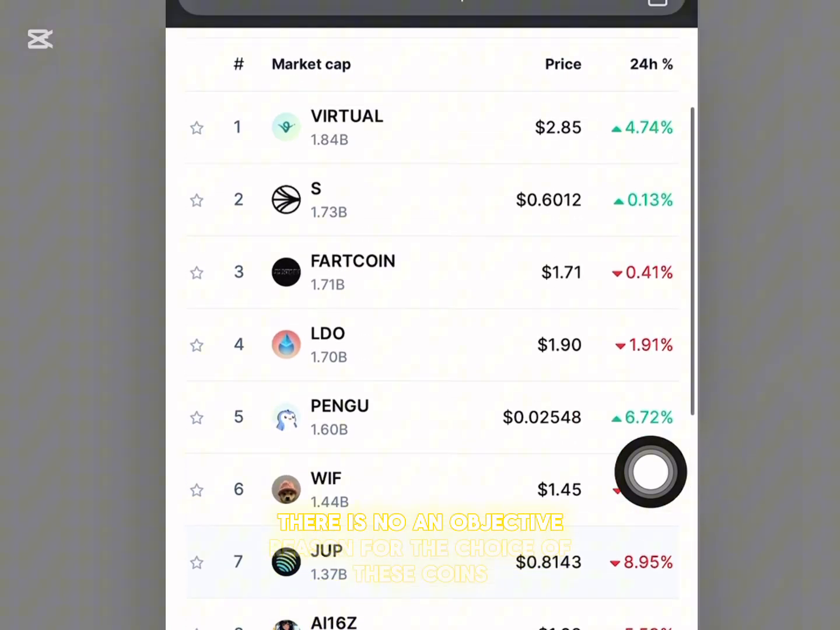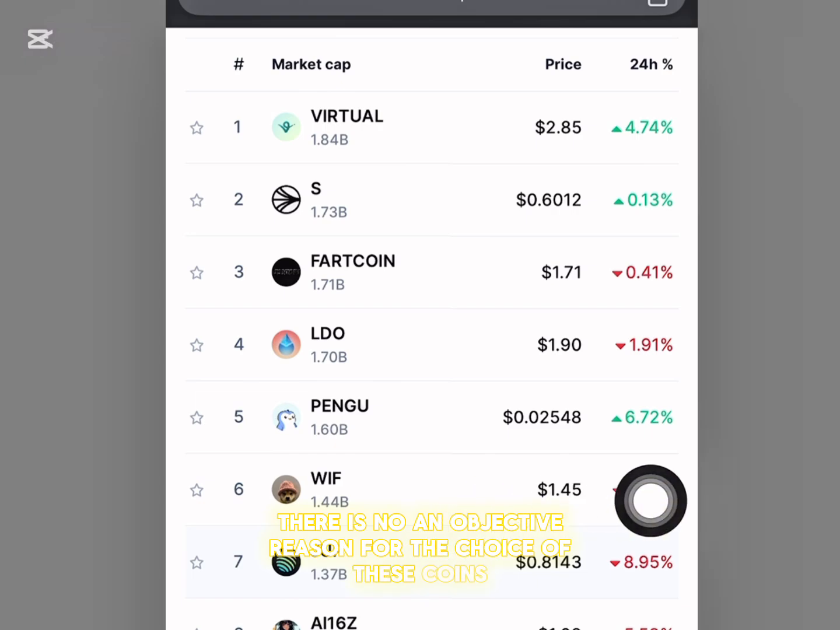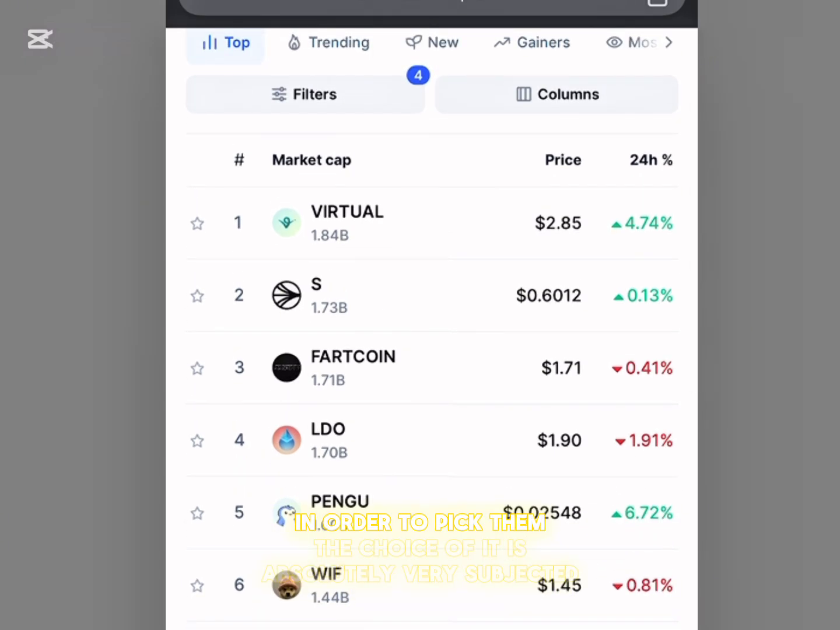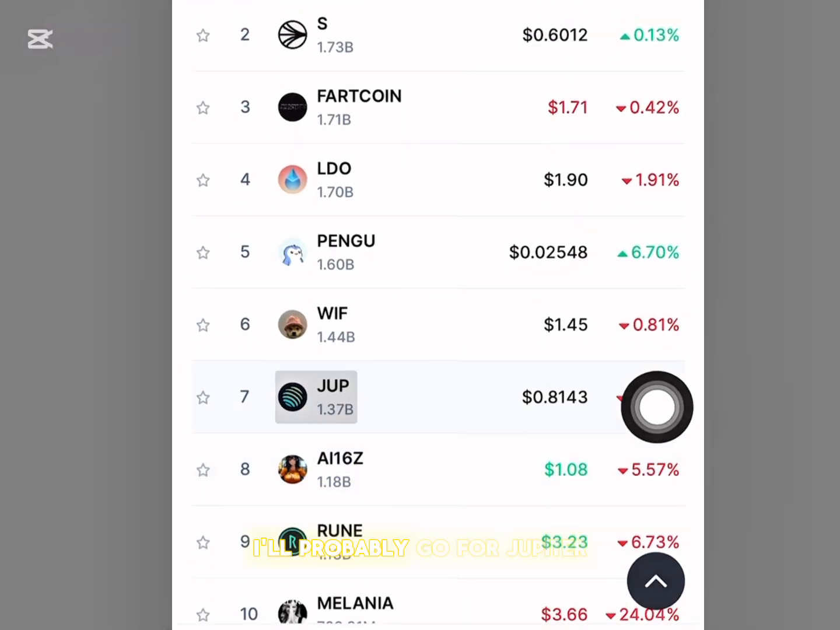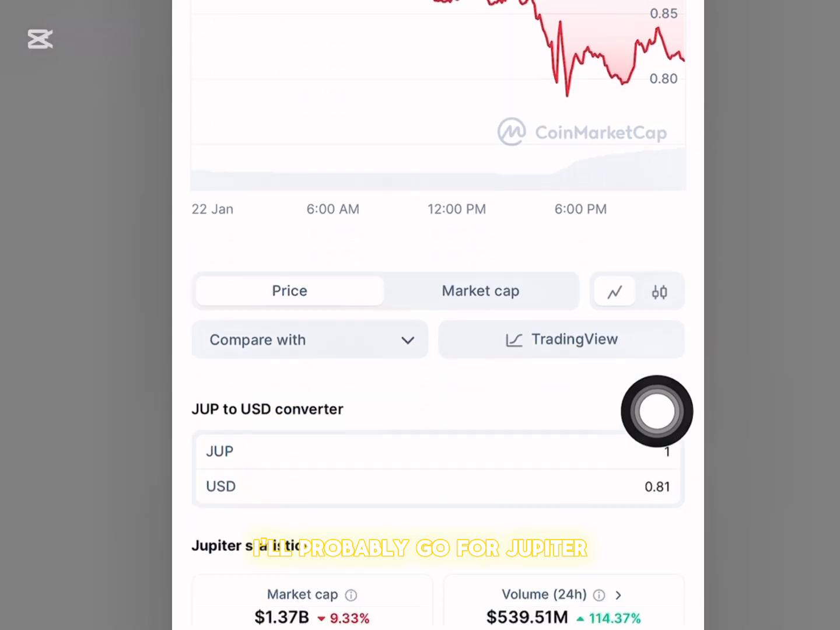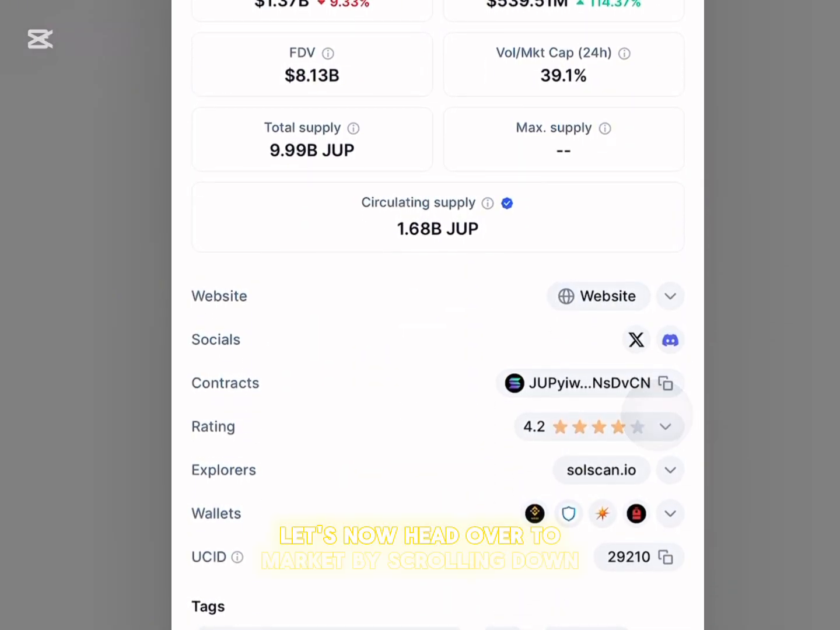There is no objective reason for the choice of these coins. The choice is absolutely subjective, so I'm going to be picking any random one. Let's see how we can take advantage of it. I'll probably go for Jupiter. Let's now head over to market.